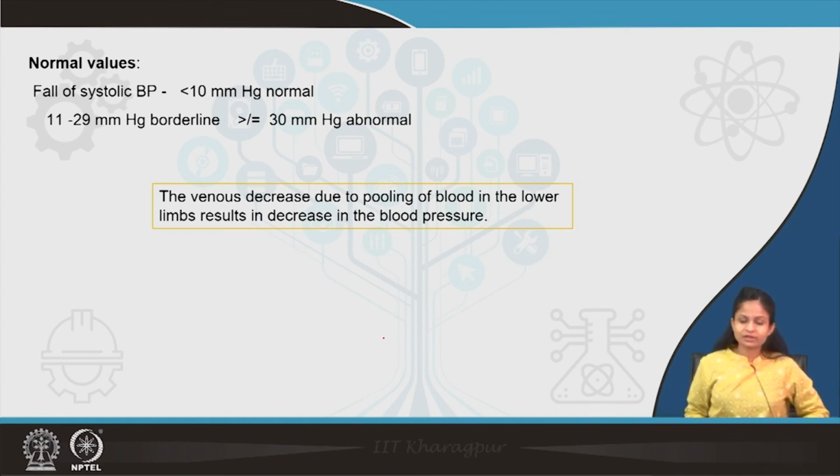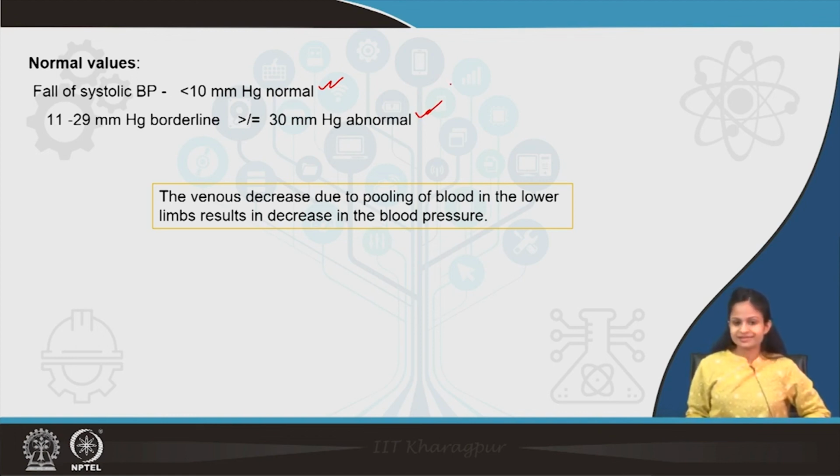A fall in the systolic blood pressure of 10 millimeter of mercury is considered to be normal. 11 to 29 millimeter of mercury is borderline, and if the systolic blood pressure falls by more than 30 millimeter of mercury, then the person is having autonomic dysfunction or imbalance, and it is considered abnormal.